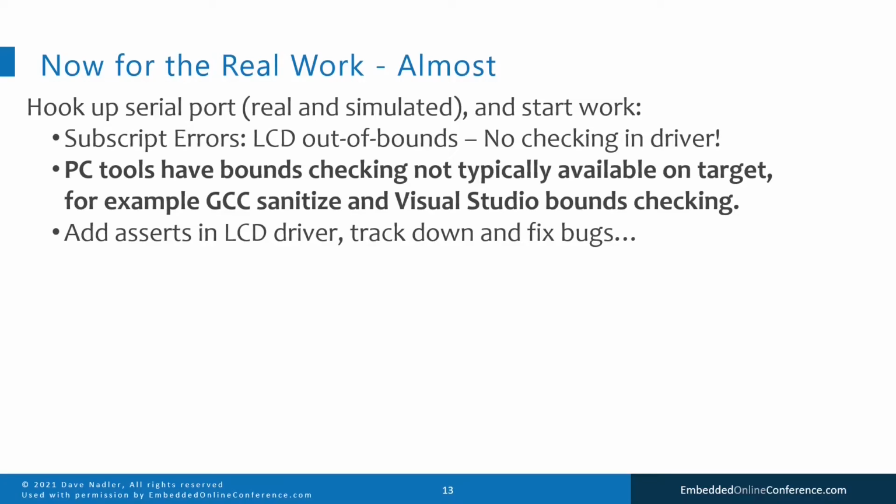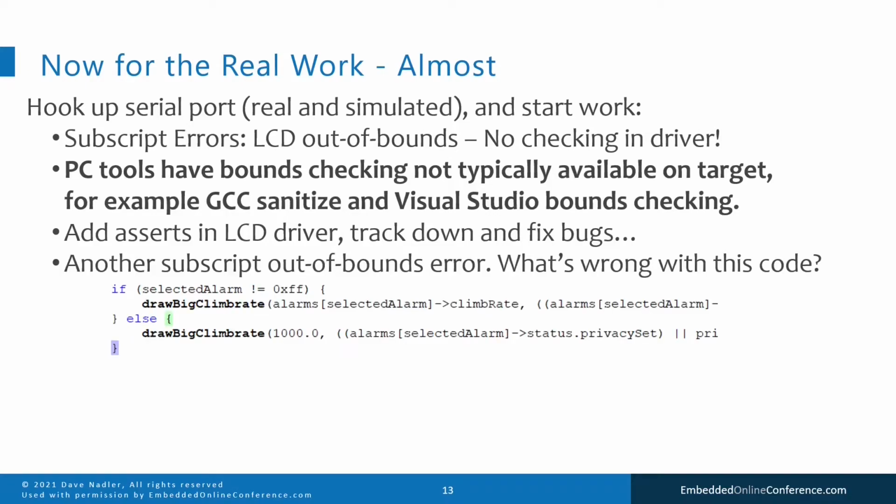And what happens next? Another subscript error caught by Visual Studio's built-in out-of-bounds checking. So what's wrong with this code? Have a look at this. We're checking selected alarm, which appears to be an index, against what appears to be a magic number here. As long as it's not the magic number, we're doing something here. But oops, we're dereferencing the magic number.